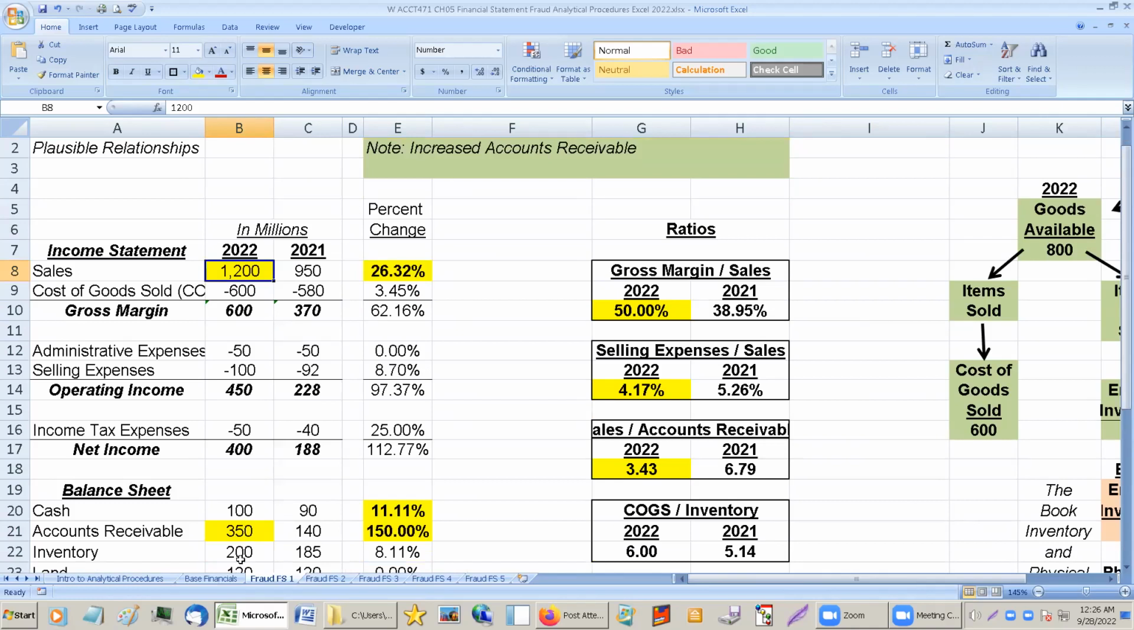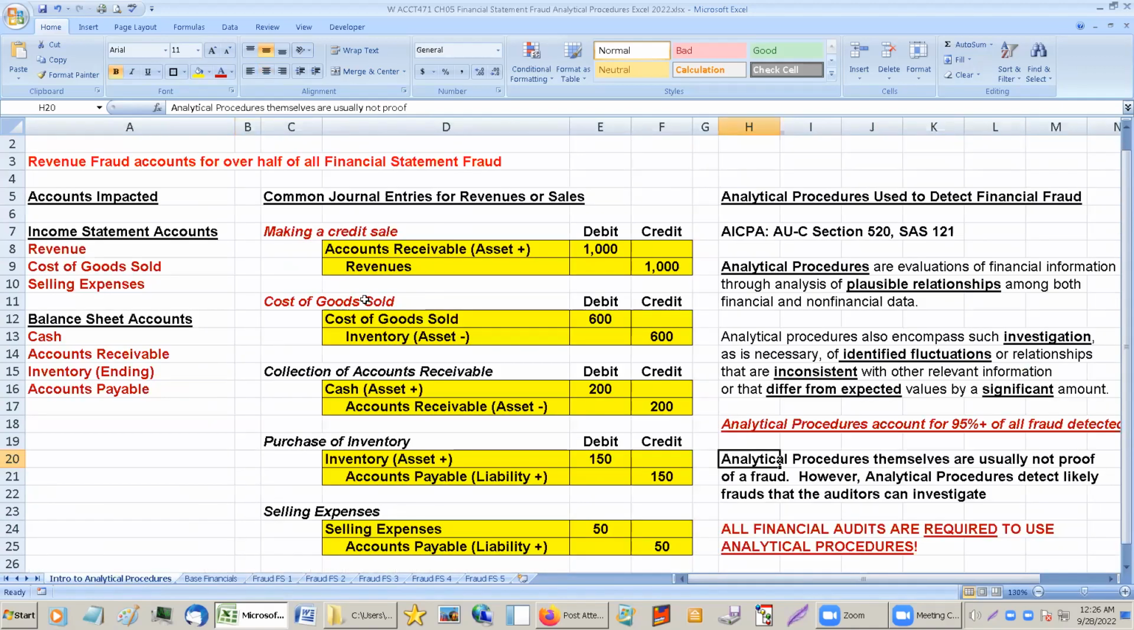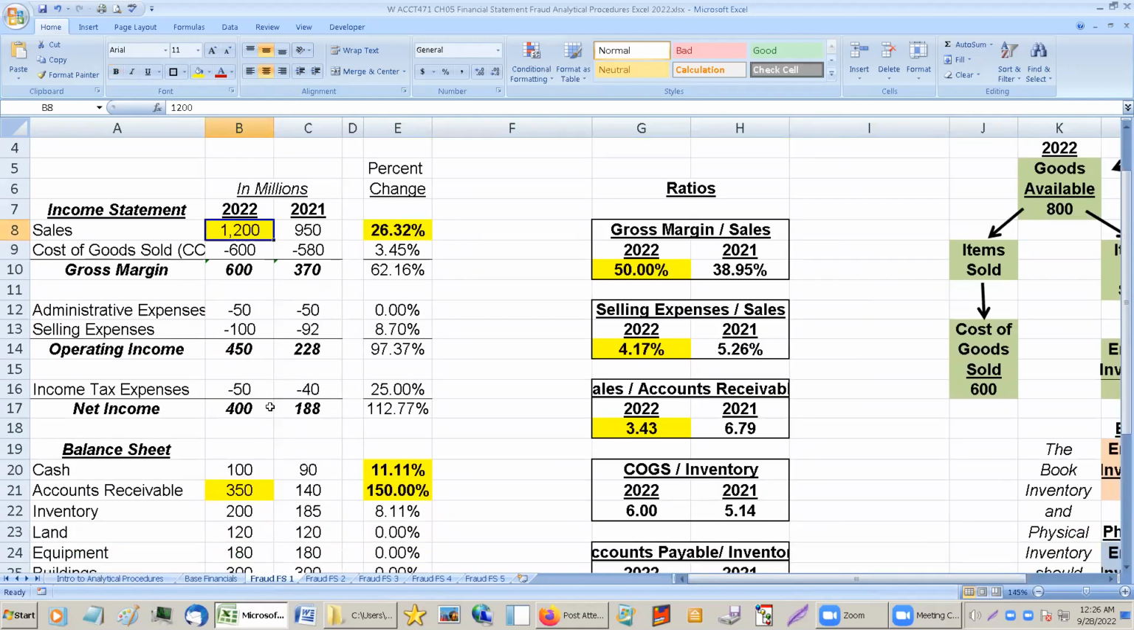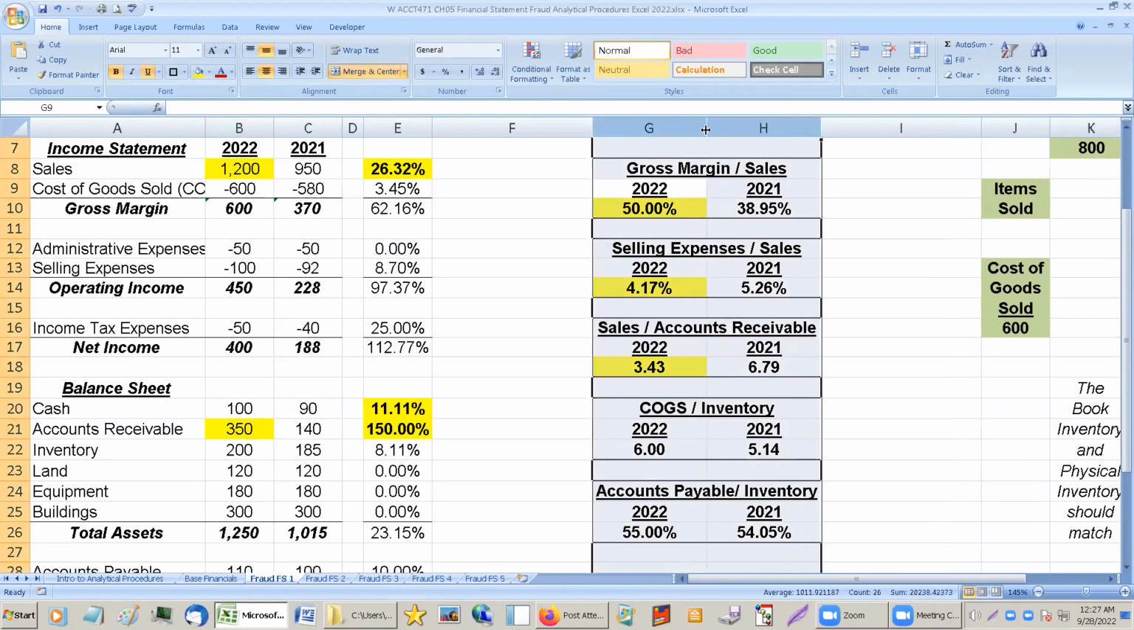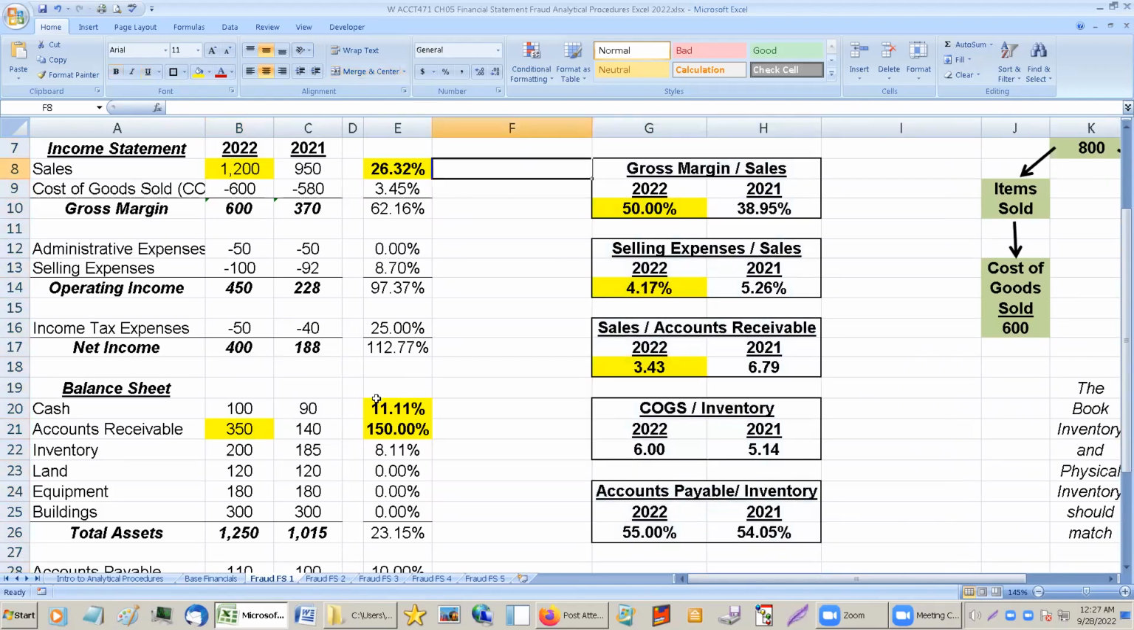And notice, going back to this, when you write up your revenues, you also have to write up something else, in this case, accounts receivable. So these are the two accounts that change.